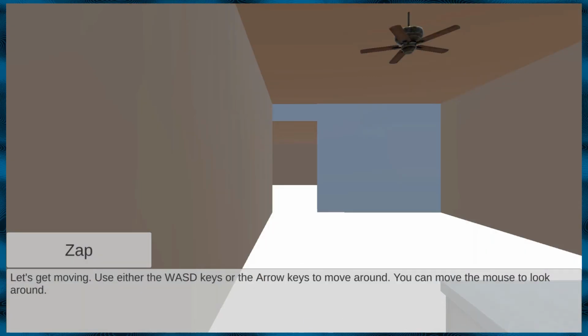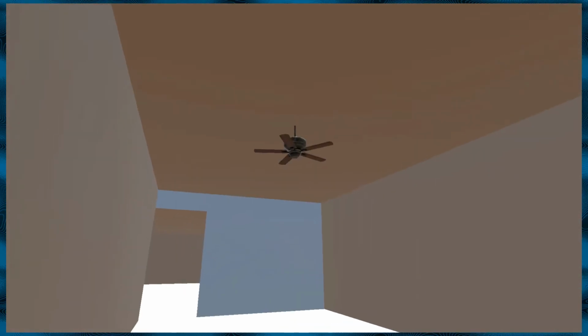Okay, we got our mission. Let's do our things. Let's get moving. Use either the WASD keys or the arrow keys to move around. You can move the mouse to look around. Why is our carpet glowing bright white?